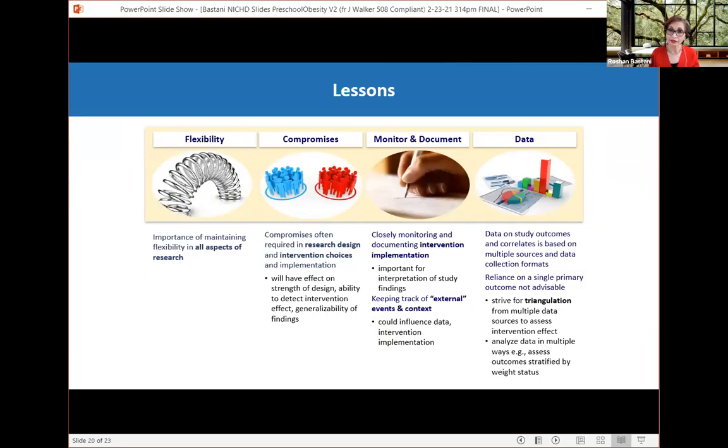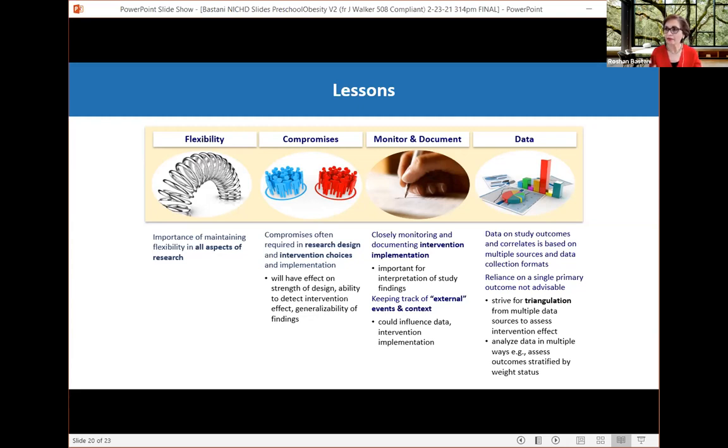Lessons learned, stay very flexible. Many compromises are needed, as you saw. Monitor and document as much as possible, including external events, COVID here, but also other things that might happen. The data is often messy, collected by other people. You're relying on that data. We have other trials that we're doing in cancer, in clinical settings. You rely on electronic medical records. They're not as clean as you might think. In this case, a lot of data is provided by the teachers and parents. So it's important not to pin your entire study on a single primary outcome.